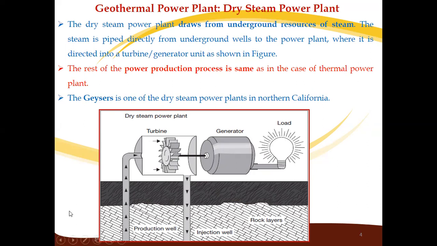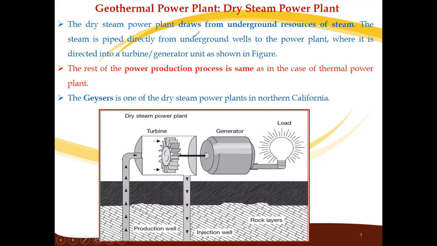The diagram for this dry steam power plant is shown in this figure. We have a production well and an injection well. From the production well, the working fluid passes and directly strikes a turbine, where the turbine rotates, and because of that the generator generates electricity, and the remaining fluid again passes through the injection well. It is called a dry steam power plant.